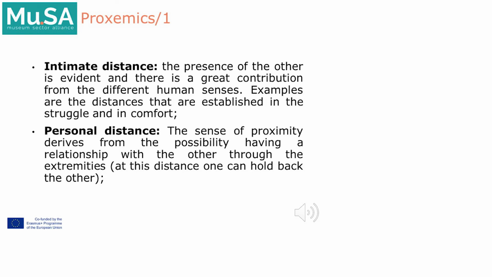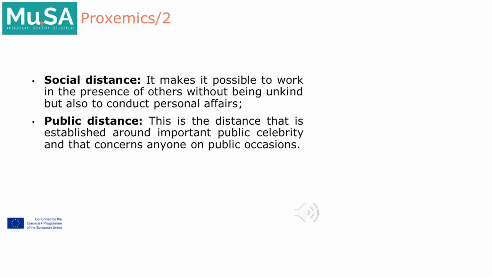Personal distance: the sense of proximity derives from the possibility of having a relationship with the other to the extremity. At this distance, one can hold back the other. Social distance: it makes it possible to work in presence of others without being unkind, but also to conduct personal affairs. Public distance: this is the distance that is established around important public celebrity, and that concerns anyone in public occasions.